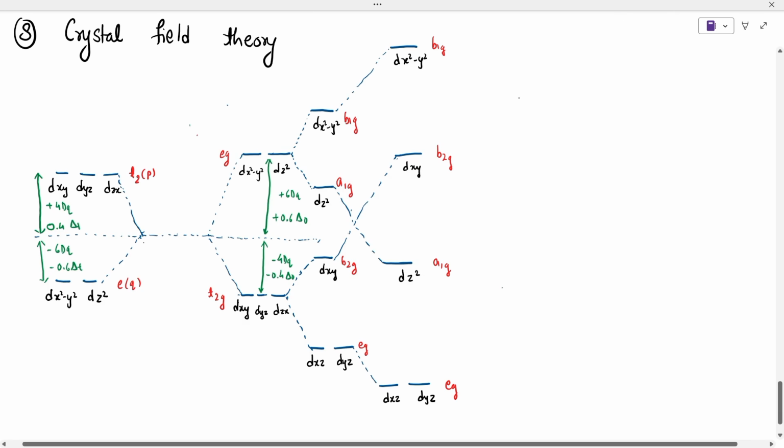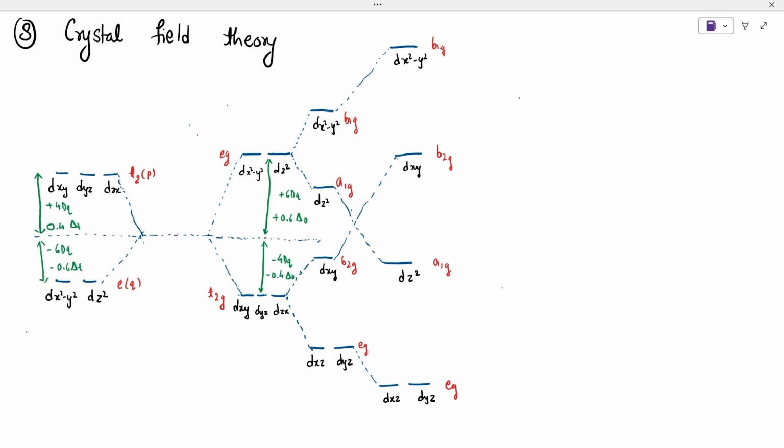Next, we'll start crystal field theory. First, I will draw all the splitting for octahedral, square planar and tetrahedral complexes. So this is the complete splitting for crystal field theory. The first one is the splitting for tetrahedral complexes. This state is for the free isolated gaseous ion. Then next, this splitting is for octahedral complex.